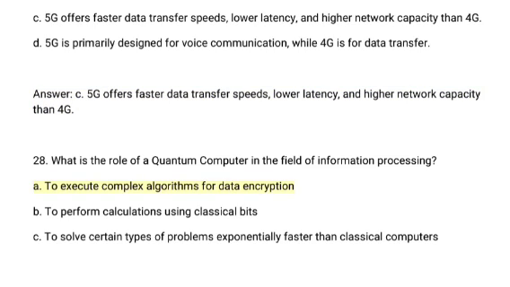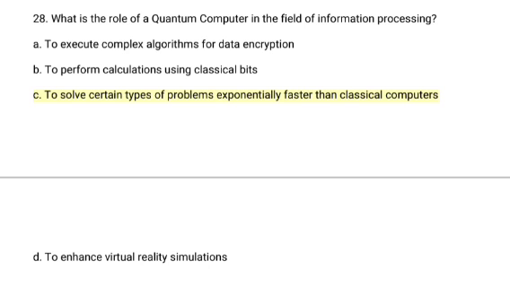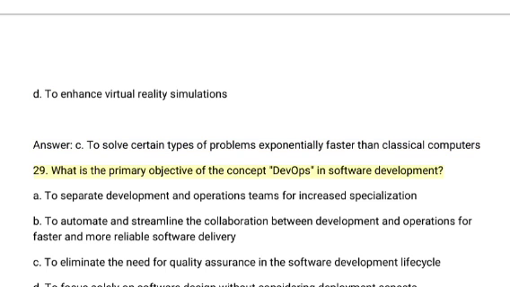28. What is the role of a quantum computer in the field of information processing? A. To execute complex algorithms for data encryption. B. To perform calculations using classical bits. C. To solve certain types of problems exponentially faster than classical computers. D. To enhance virtual reality simulations. Answer. C. To solve certain types of problems exponentially faster than classical computers.